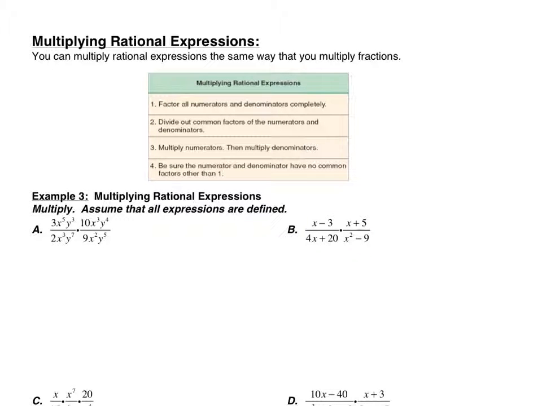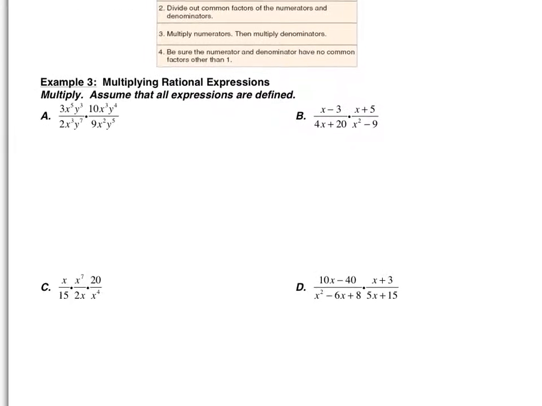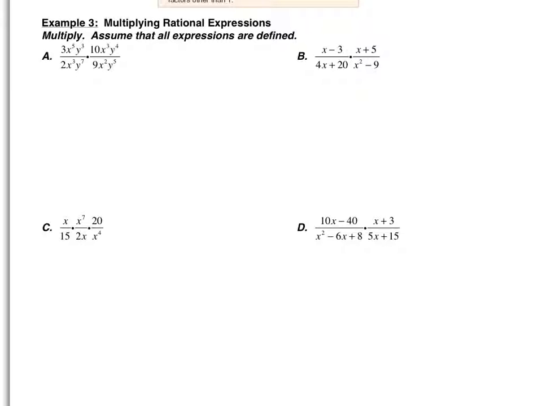So let's look at letter A. So we have the top half. I'm just going to multiply that out first. So 3 times 10 is 30. X to the 5th, x to the 3rd is x to the 8th. Y to the 3rd, y to the 4th is y to the 7th. And then on the bottom, I have 2 times 9 is 18. X, 3 and 2 make 5. And y, 7 and 5 is 12.